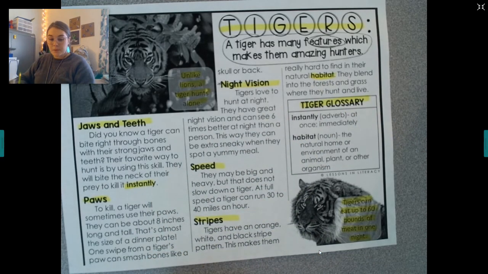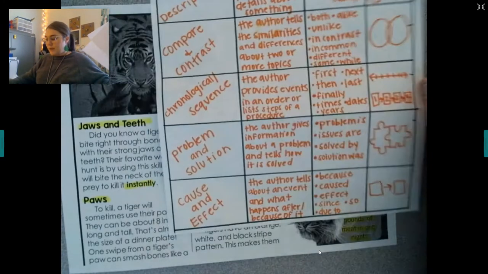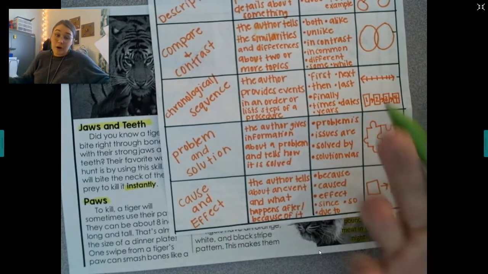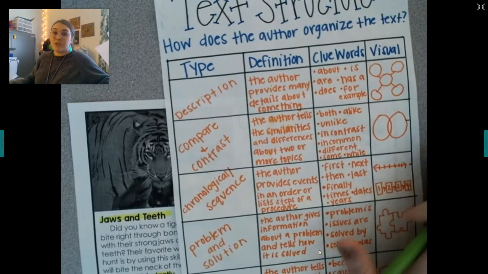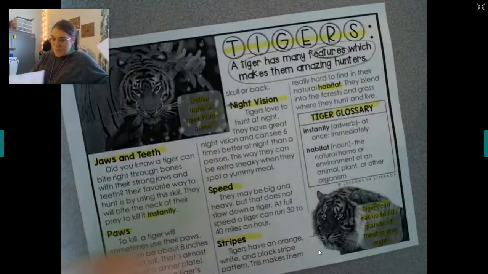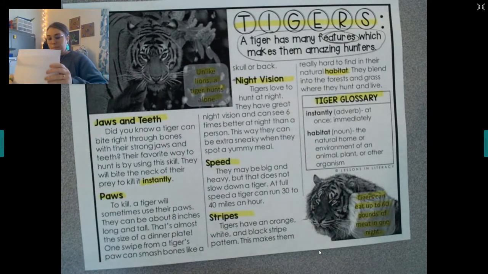Okay, well, that was pretty easy. It only talked about tigers, guys. There was no event. So I can now mark off cause and effect. I'm just left with description. So let's look at our paper.